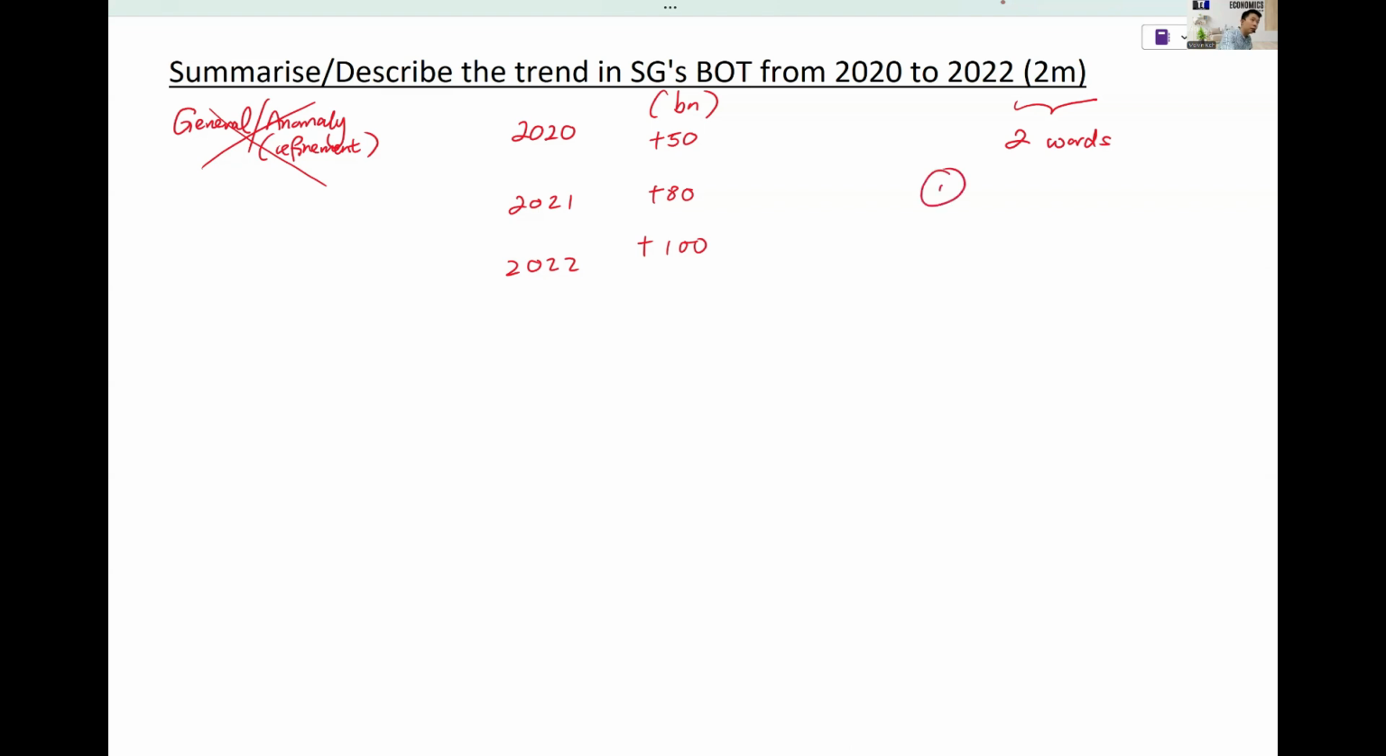First, we must identify the position, which means the examiner wants to see these words: surplus, deficit. Number 2, then you tell us the trend. Okay? Trend, you could say improving or worsening.